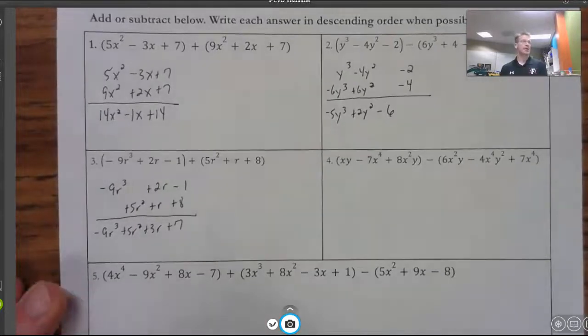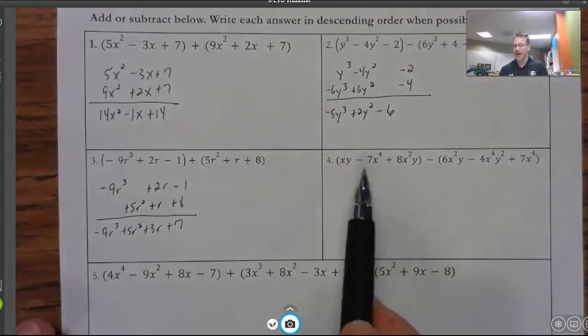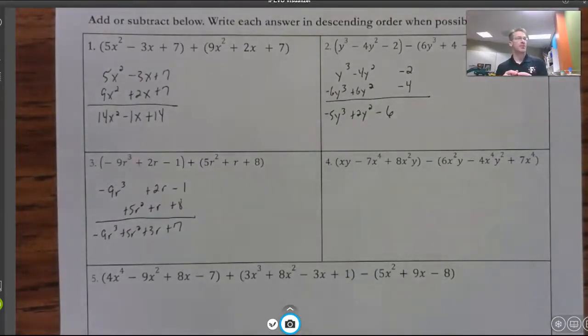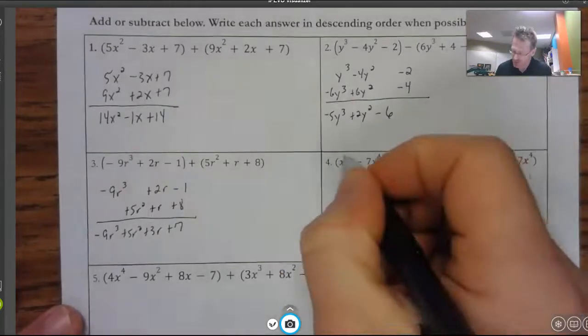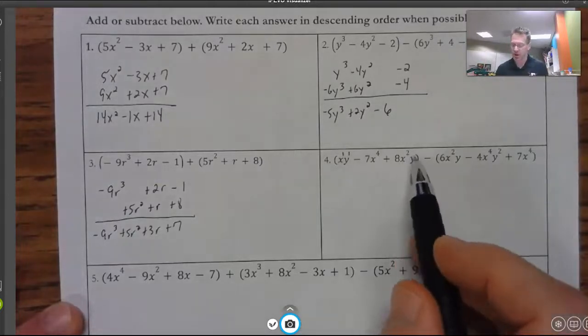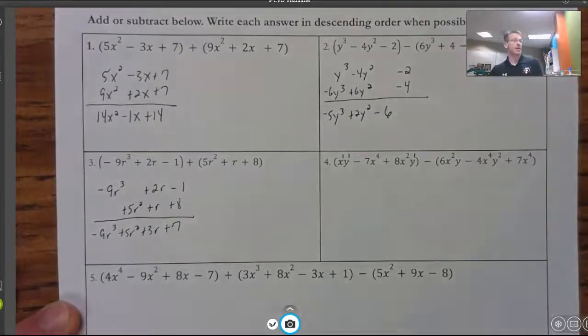Okay, now let's look at number 4. Now notice in number 4, we have 2 types of variables. So now, when you have 2 types of variables, like terms have to have the same variables and the same powers. So notice this is x to the first power, y to the first power. So that means I have to have another x to the first power, y to the first power to combine it with. Okay, so notice here, this is an x squared y to the first power. I can only combine that with something else that has an x squared y to the first power.